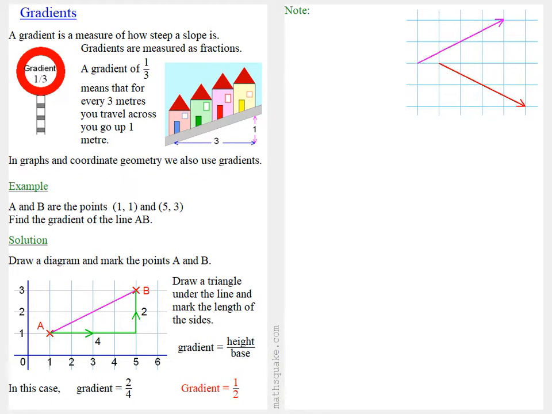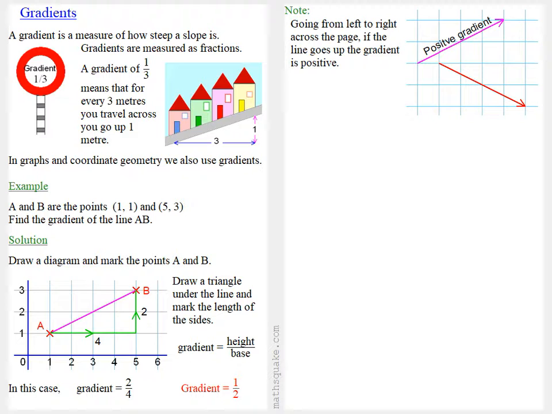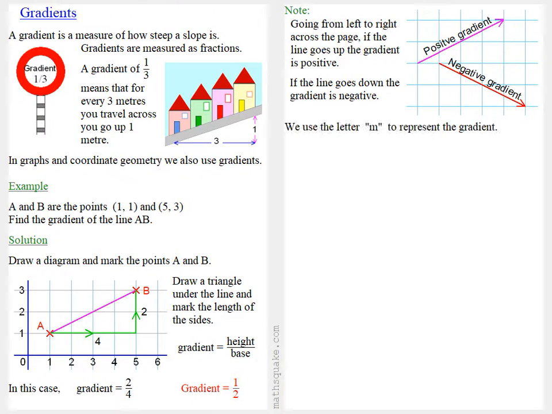Now note, if we're going from left to right across the page, if the line goes up, the gradient is positive. If the line goes down, the gradient is negative. We use the letter m to represent the gradient. Now, we have a gradient formula which enables us to find the gradient of a line joining two points without having to draw the diagram.